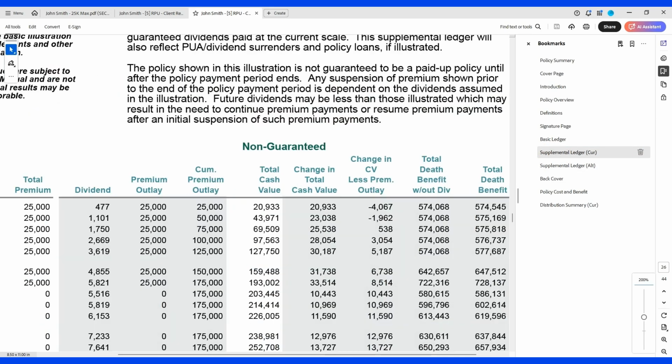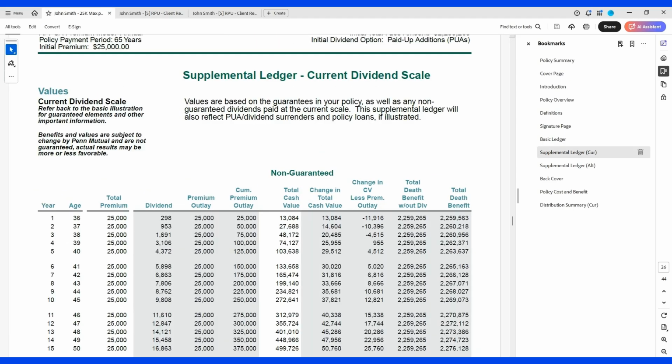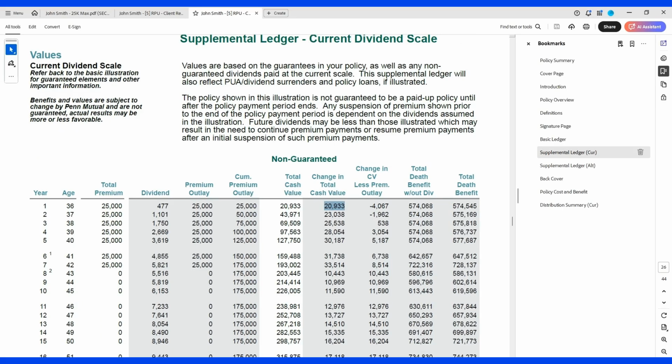So here we pay a $25,000 premium on this policy. And look at in year one, we have more than $20,000 of cash value. Wow, what a difference. Just for comparison to go back. In this policy, we pay $25,000 in year one, and we only have $13,000 available to us. In this other policy, we pay $25,000, and in year one, we have more than $20,000 available to us. Wow. That's pretty cool, right?